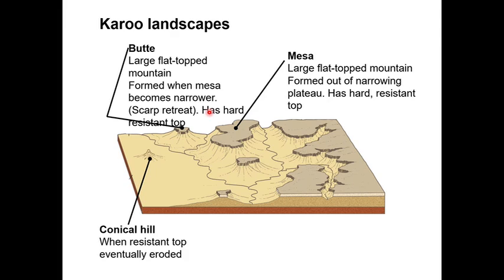You must know that with regard to the mesa and the butte, and the last one would be the conical hill. And the conical hill, you know what happened here? That hard, resistant layer on top has been removed. It has been totally eroded away. And then you will only get this, a pointed landform that is called a conical hill.